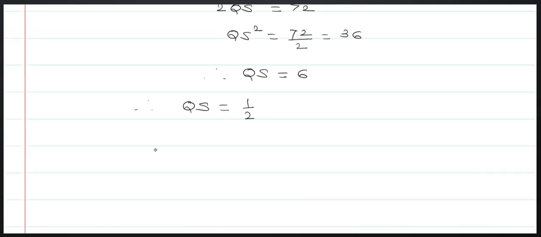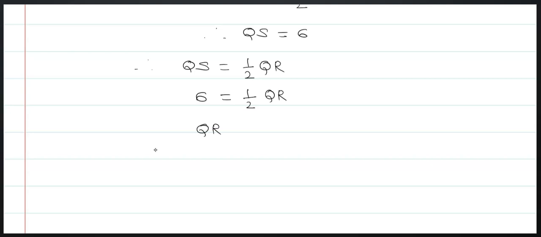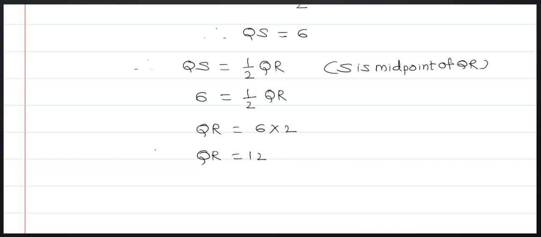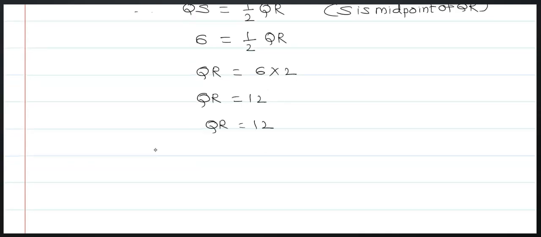And QS is equal to 1 upon 2 QR. That is, 6 is equal to 1 upon 2 QR, and therefore QR is equal to 6 times 2, that is 12. This is the third side. As S is the midpoint of QR, therefore QR is equal to 12. And this is the answer.